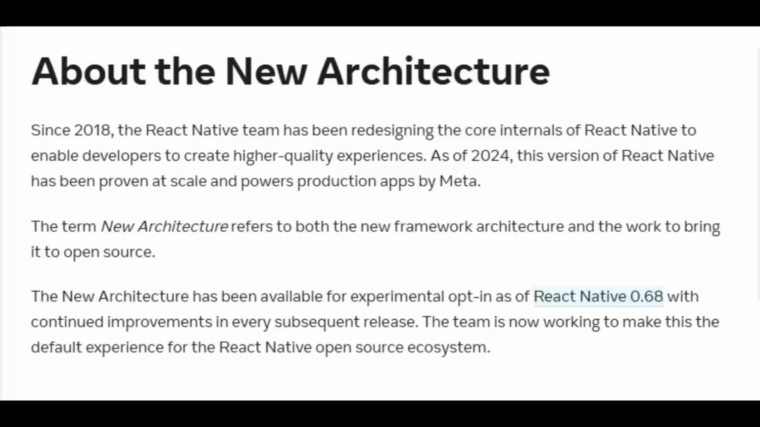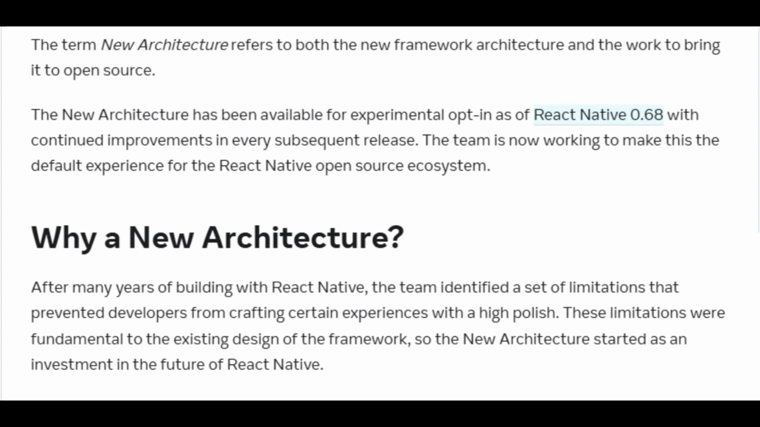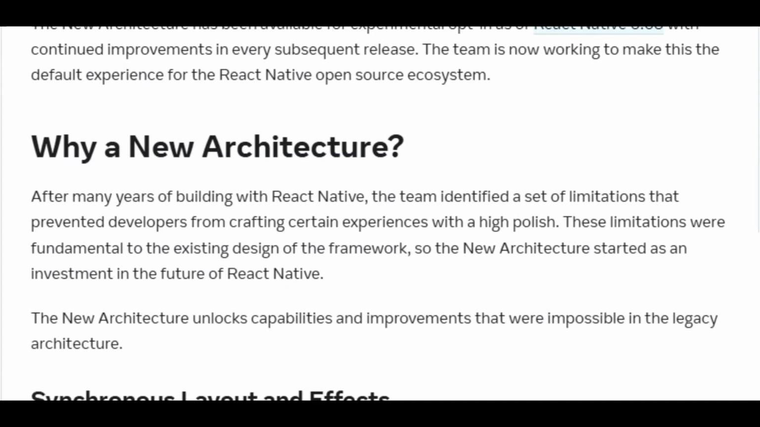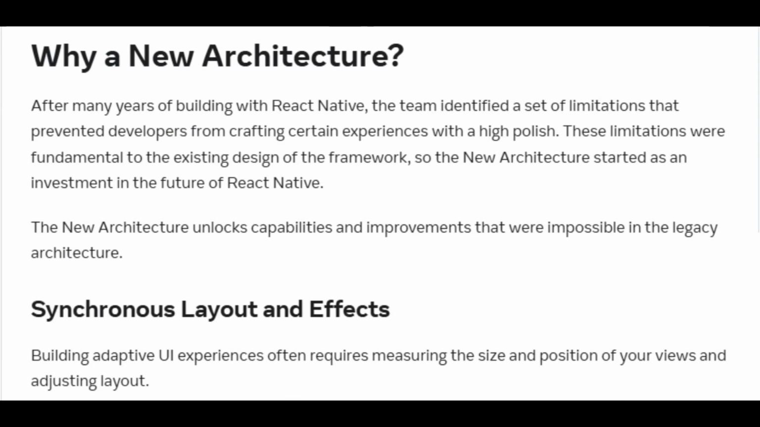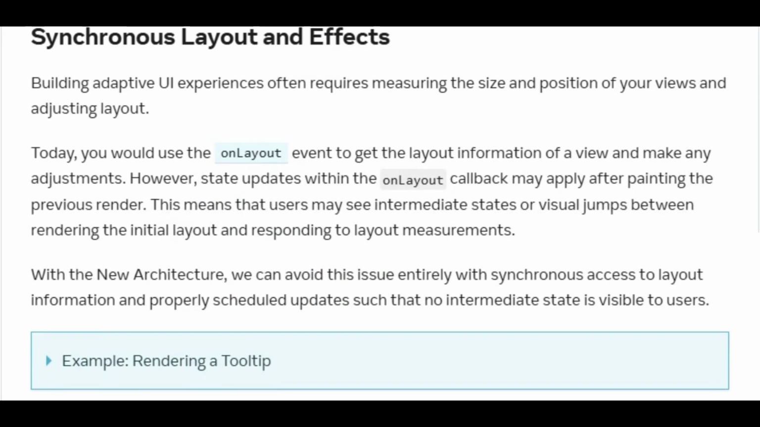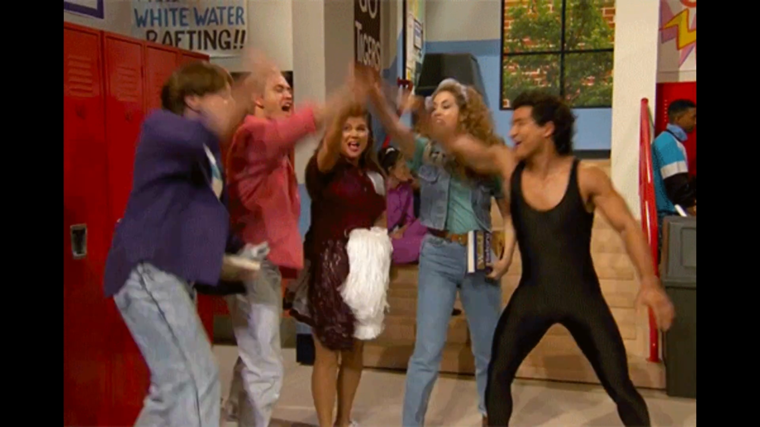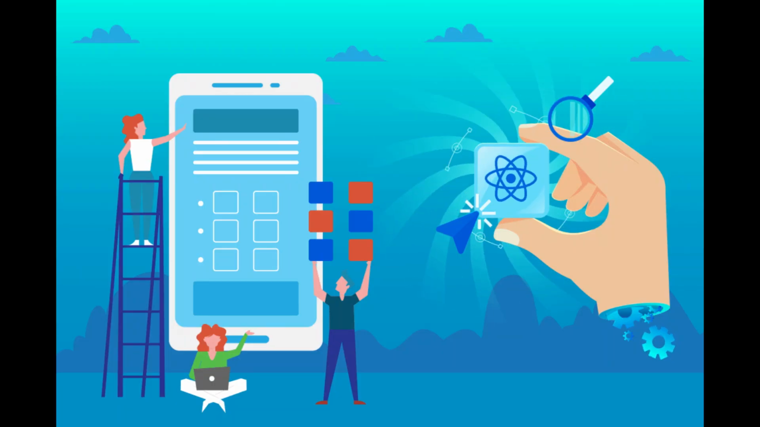Since 2018, the React Native team has been redesigning the core internals of React Native to enable developers to create higher quality experiences. As of 2024, this version of React Native has been proven at scale and powers production apps by Meta. The term new architecture refers to both the new framework architecture and the work to bring it to open source. The new architecture has been available for experimental opt-in as of React Native 0.68, with continued improvements in every subsequent release. The team is now working to make this the default experience for the React Native open source ecosystem.